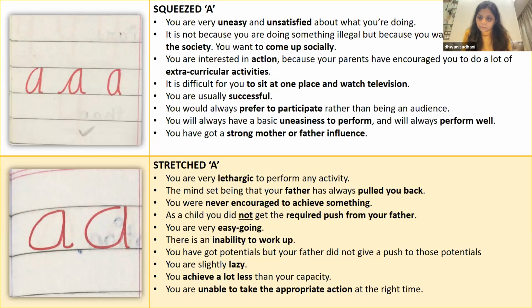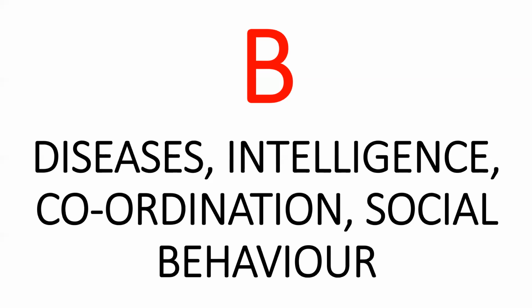Done? Okay. So now the letter B, it shows you diseases, especially heart disease. If you have a heart disease, you can come to know through B. It shows your intelligence. It shows your hand and leg coordination. So these are the things you can come to know from the letter B.